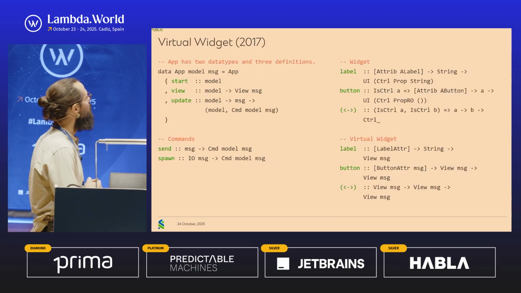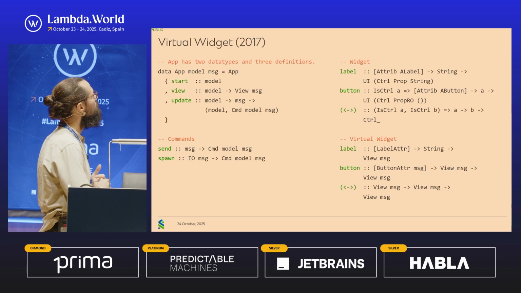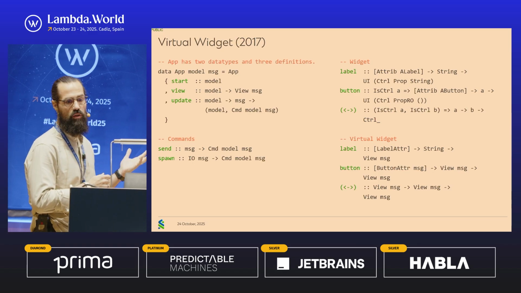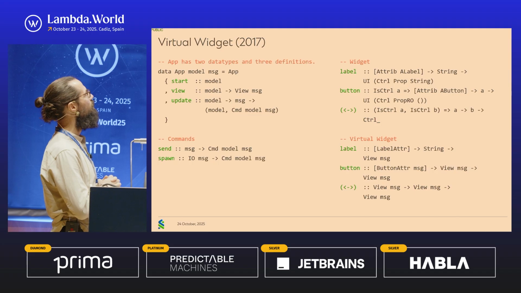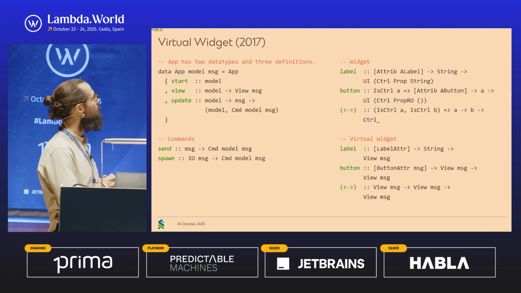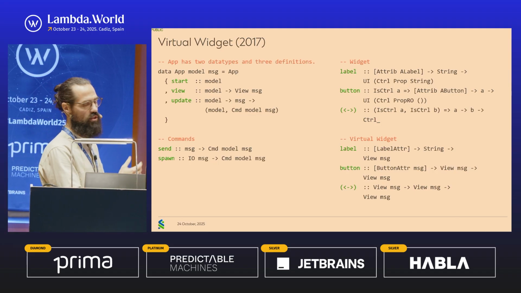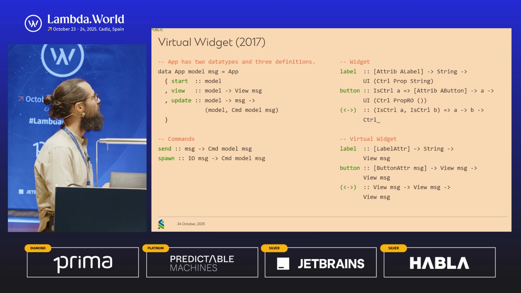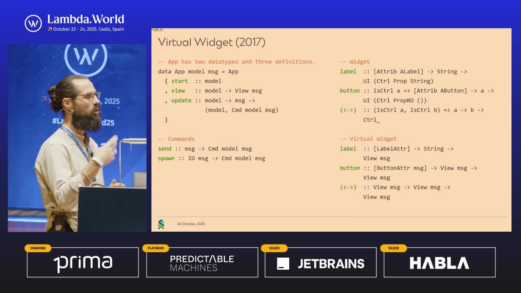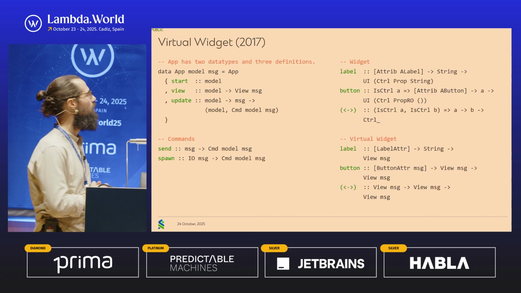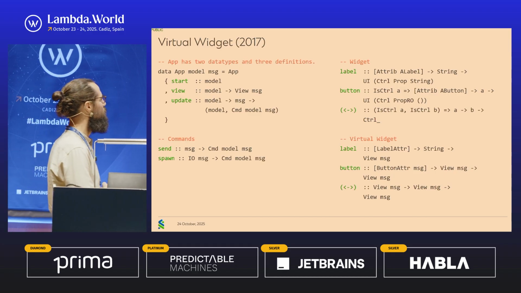This is how your application would look in 2017. So you have an app, you have a starting model. That's the model that your application starts with. You have a view. The view takes a model and returns a view. And the view can raise messages. And then you have an update function that, given a model and a message, will produce a new model and some commands. That's how you can run further calculations.